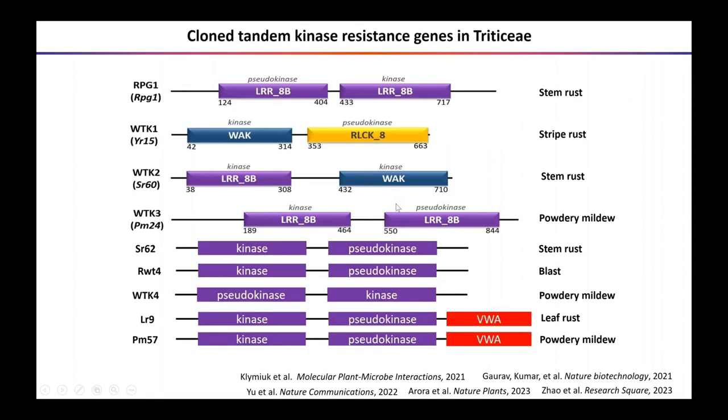Tandem kinases have emerged as a new regulator in plant immunity. So far, 9 such tandem kinases have been cloned, and they confer resistance to different pathogens, while only R9 and PM57 have a third fused VWA domain. They are orthologous genes from different species, but they confer resistance to different pathogens, leaf rust and powdery mildew.